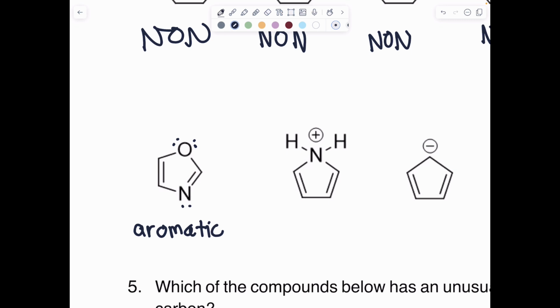In the next example, we have another 5-membered ring, but this time there are only 2 double bonds, and the nitrogen is not capable of completing this conjugated system because it already has 4 bonds, so it's sp3 hybridized. So this is going to be non-aromatic.